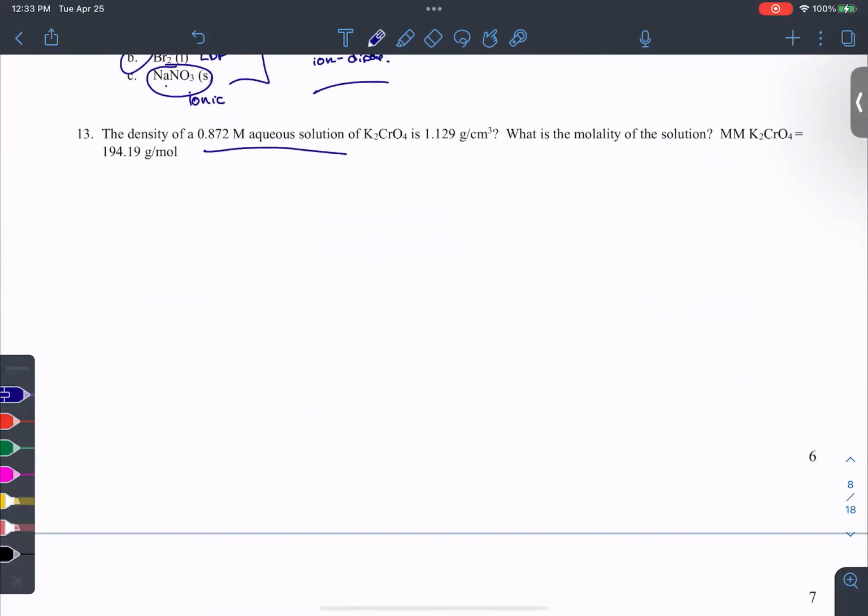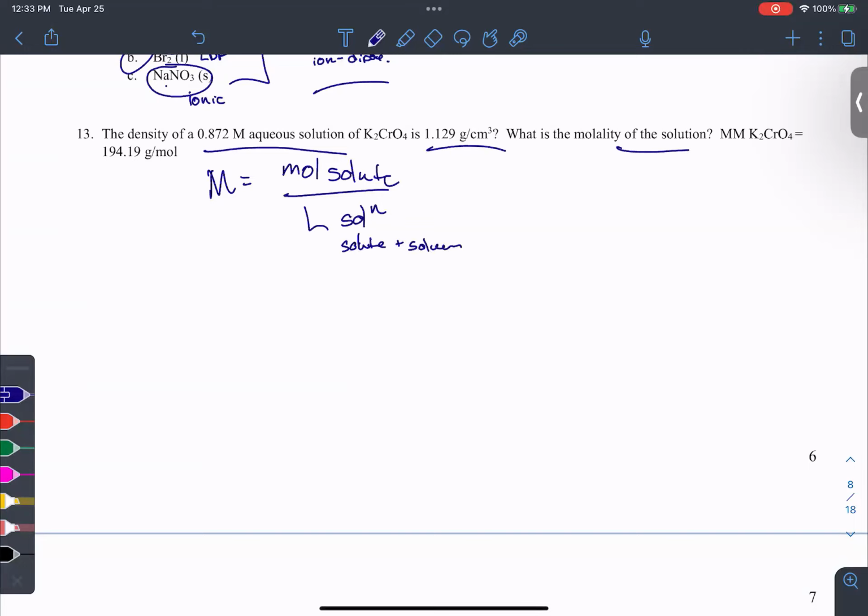Density of something is that. What's the molality of the solution? So let's go over our units of concentration. Molarity is what unit? It means moles of your solute over liters of solution. And when I say solution, what does that include? Your solute and your solvent.